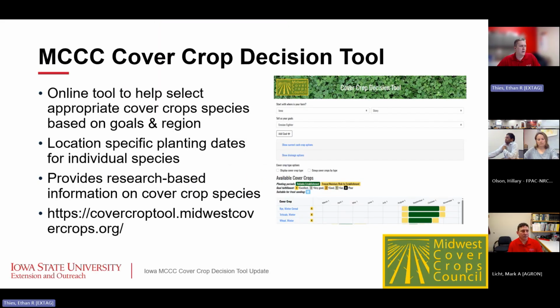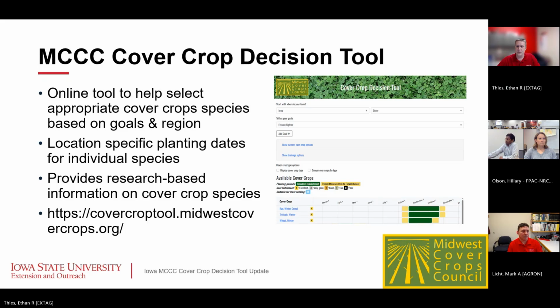We'll start with a little background on the Midwest Cover Crops Council Cover Crop Decision Tool for those who are unfamiliar with the tool. It is an online tool that assists farmers and advisors with selecting appropriate cover crop species to fit their goals and region. The tool will rank cover crops based on your goals and give you seeding dates specific to your county's climate data.